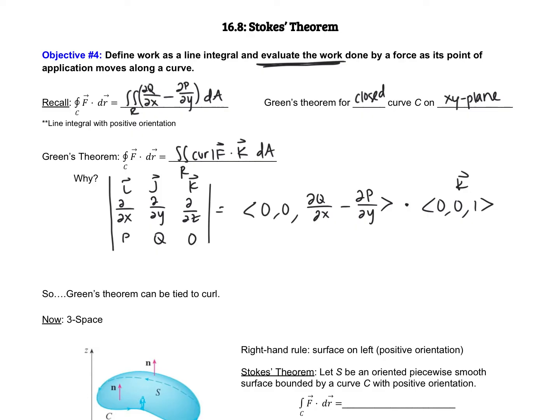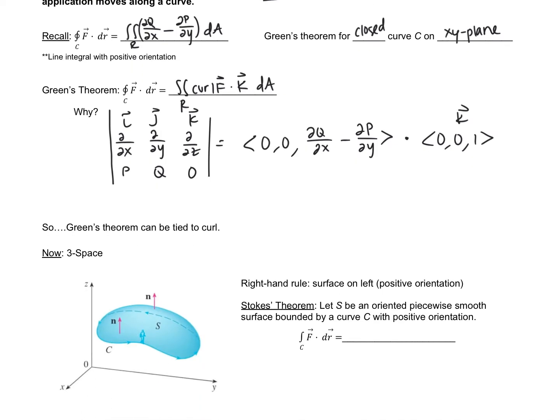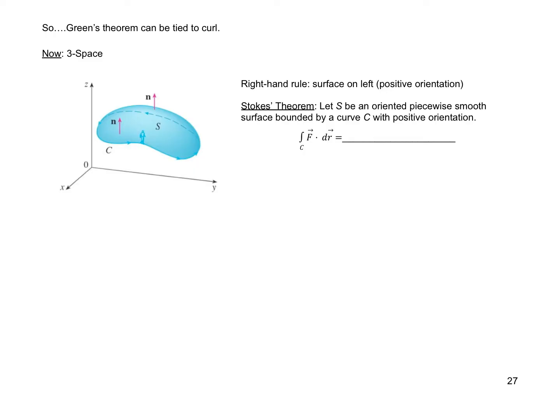So when we first learned curl and divergence, we saw that Green's theorem could be tied to curl. Well, so now what we're going to look at is we're no longer just on the xy plane, we're going to be looking in 3 space.